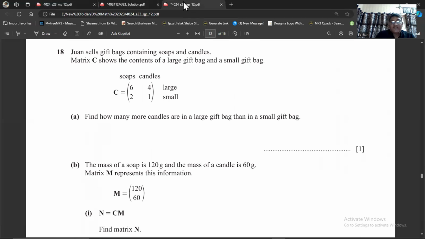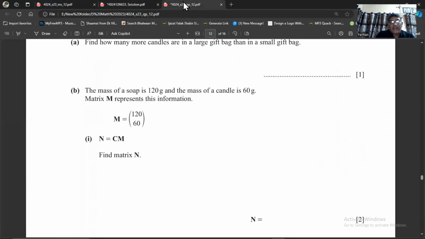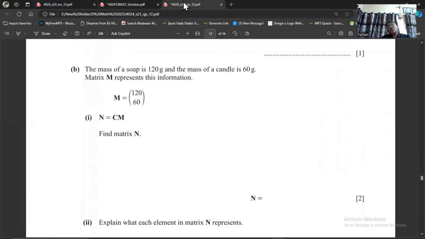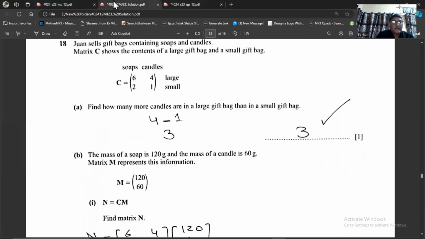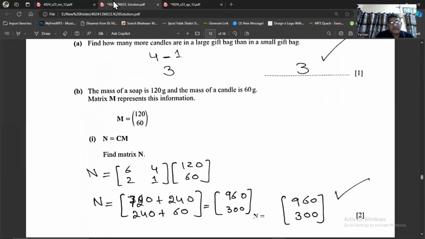So then they ask you, B part, find the mass of a soap is 120 gram and the mass of the candle is 60 gram. The matrix M represents this information. N is equal to Cm. Find the matrix N. So you have to multiply the matrix M and the matrix C.